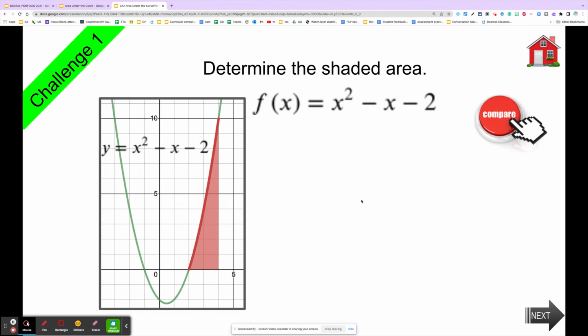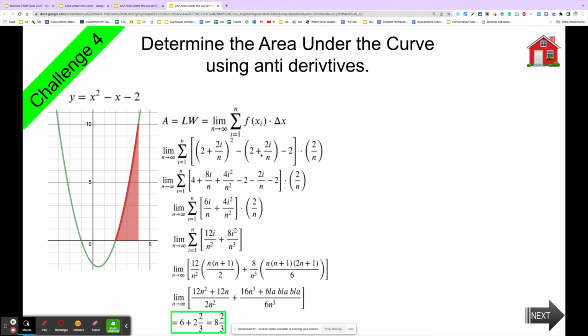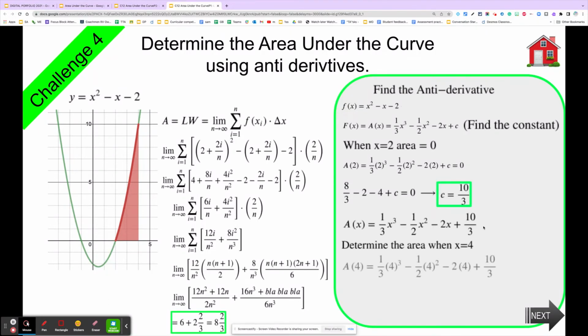So I'm going to walk you through this one first. Okay, so here we go. I'm just going to compare first. I just want to remind us of what we had here. Notice in this problem, we looked at it earlier. We take the antiderivative, we try to find the constant, and when I place 2 in for x, I get an area of 0, so I can use that to find the constant of 10/3, and then I work it through and I get my area of 8 2/3.